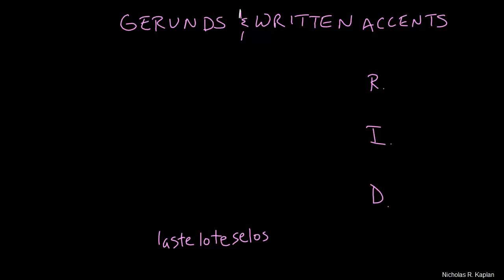So when you have a gerund, and we remember a gerund is one of those verb forms that ends in either -ando or -iendo, sometimes you're going to need to use a written accent. And when does that happen? Well, that's going to happen when we attach a reflexive object pronoun, an indirect object pronoun, or a direct object pronoun.